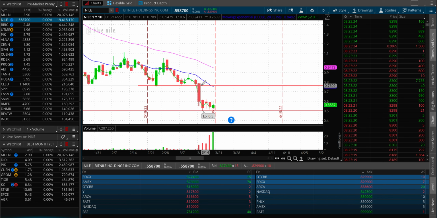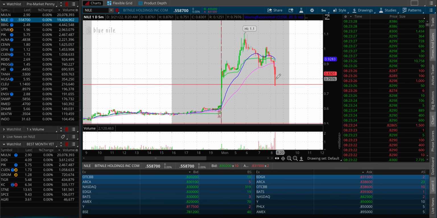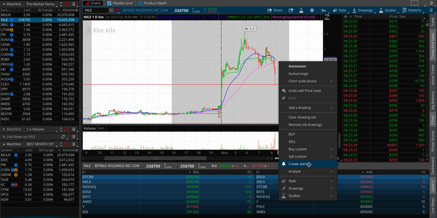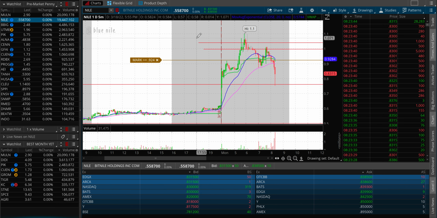And 76. Okay, so it already bounced on that level of 76. If it breaks above VWAP, we can trade it for a move towards 104, 107, and 11.